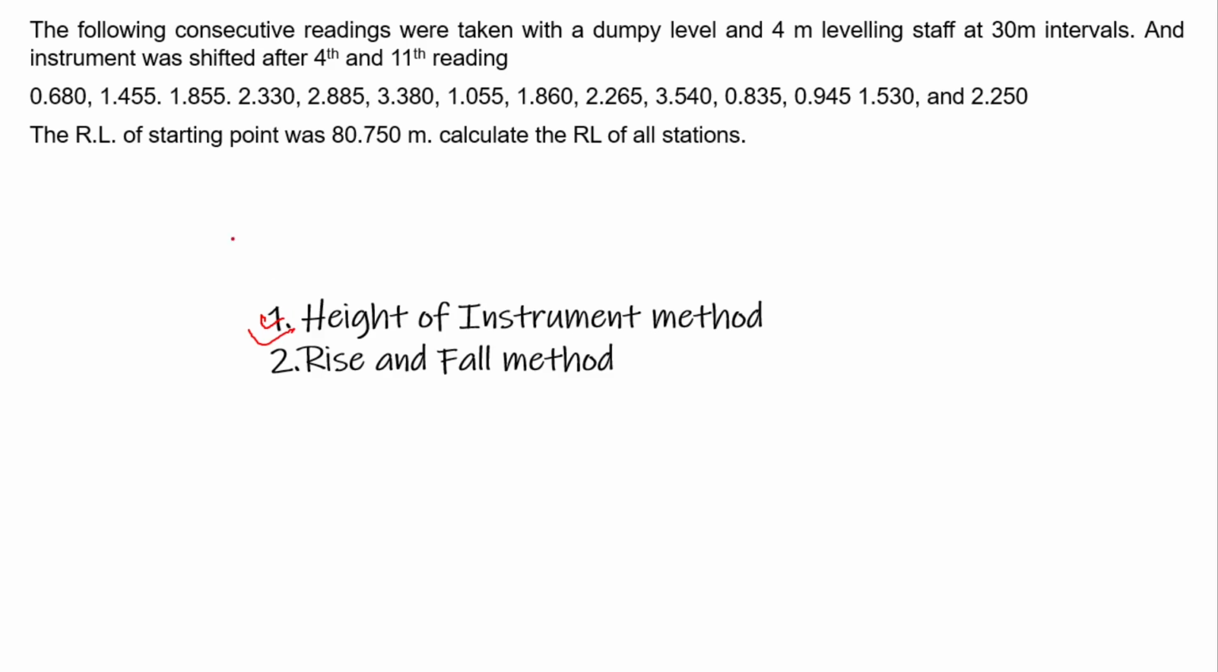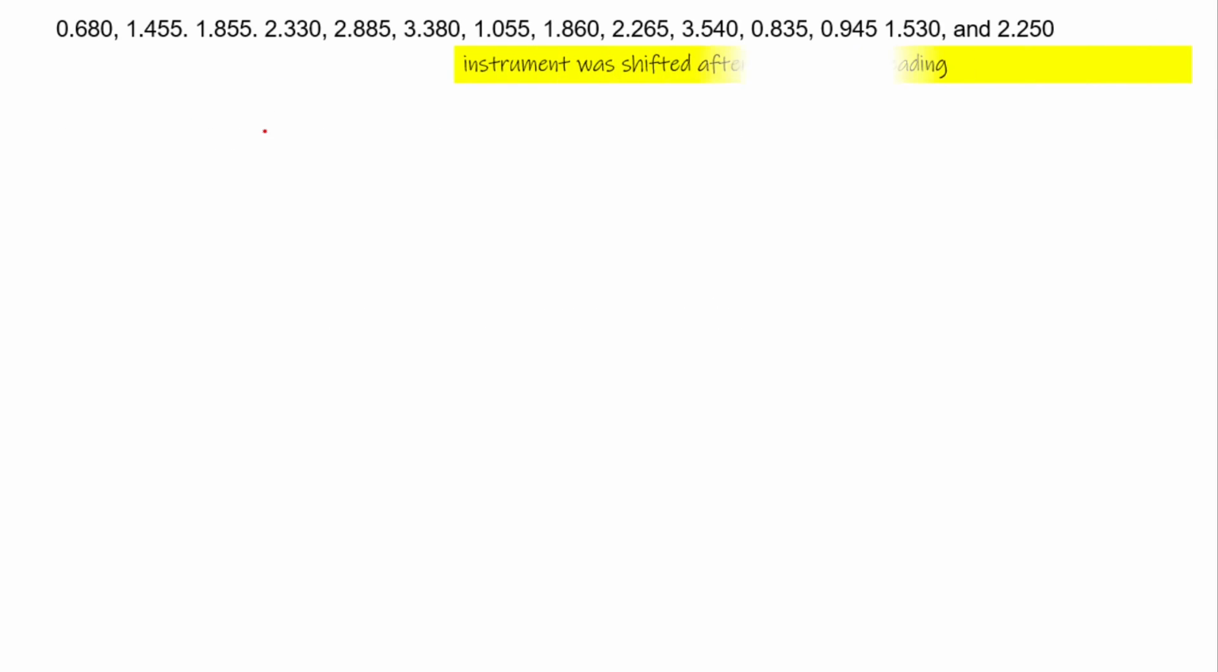In this problem, I'm going to copy this data. This is your data. In the problem it was mentioned that the instrument was shifted after the 4th and 11th readings. So 1, 2, 3, 4, this is your first change point, and then 4th, 5th, 6th, 7th, 8th, 9th, 10th, 11th, this is your second change point. So it is CP1 and CP2, change point 1 and change point 2.